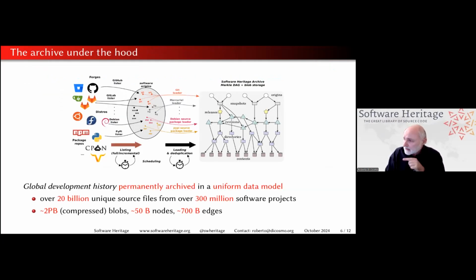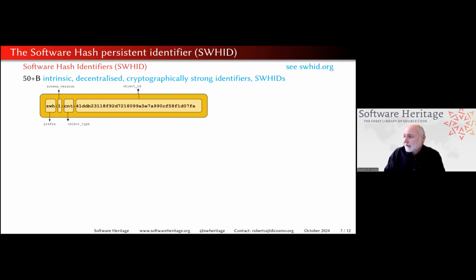As I was saying, this is a Merkle graph. So the identifiers of the nodes are actually computed from the cryptographic hashes of their content or of the nodes they depend upon. These identifiers are called the Software Hash persistent identifiers, or SWHID, or SWID, as I used to say. Now we have this identifier for 50 billion items, all the nodes which are intrinsically there. They are very simple to understand. There is a simple prefix here. This is a Software Hash identifier, then a schema version, because the algorithm for the hash may change over time.